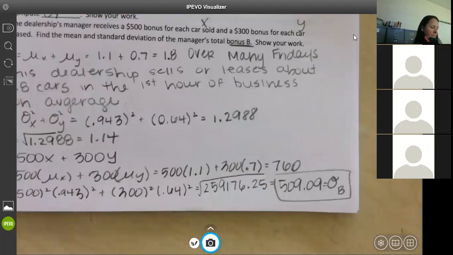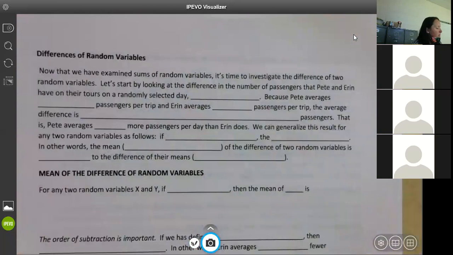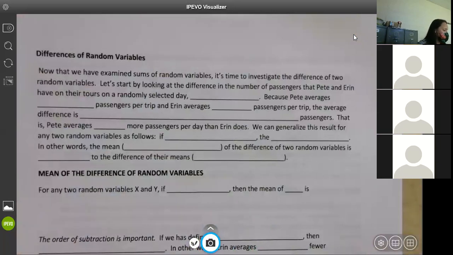Okay. All right. We're going to flip it over. Now we're going to talk about differences, and differences are subtracts. It's basically the same thing. We're going to subtract, but where it changes is in the variances. Okay. So just pay attention now. Now that we have examined sums of random variables, it's time to investigate the difference of two random variables. Let's start by looking at the difference in the number of passengers that Pete and Aaron have on their tours on a randomly selected day.